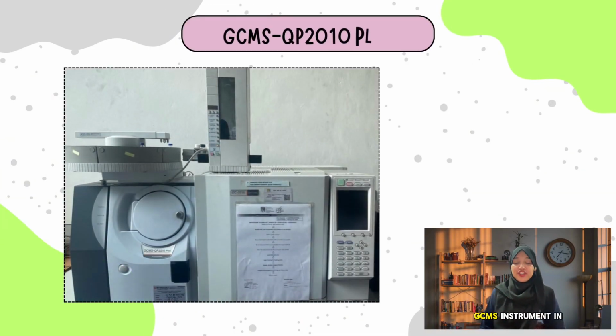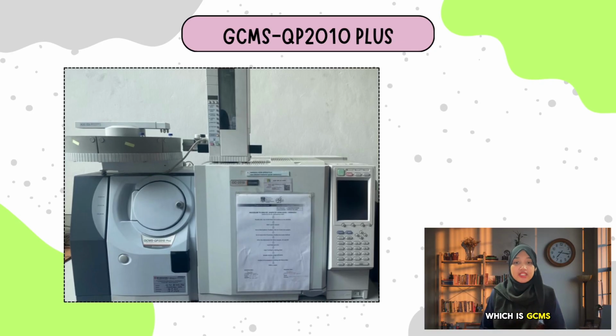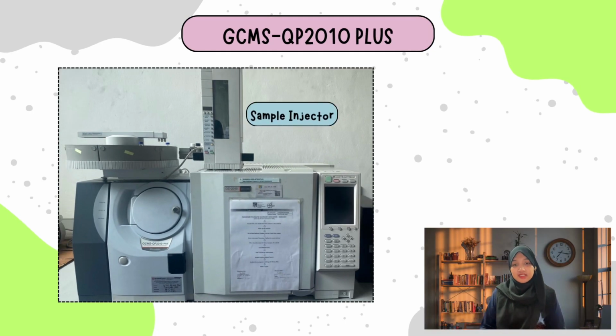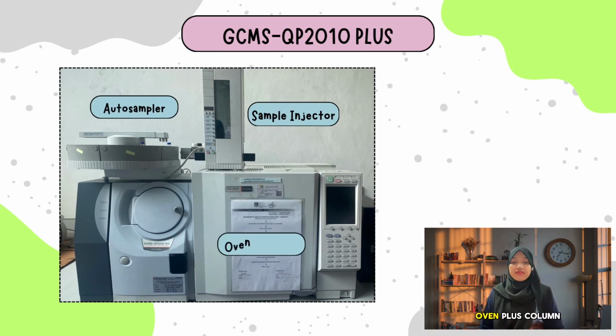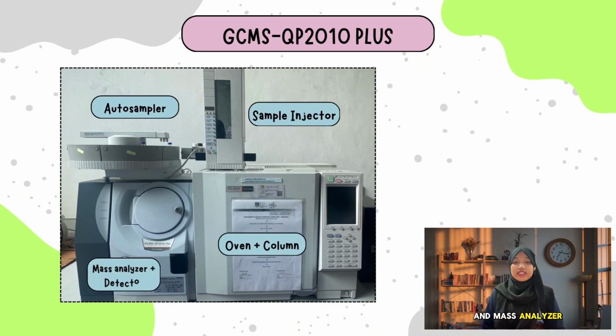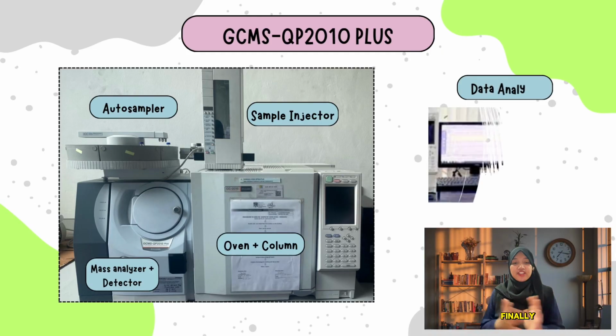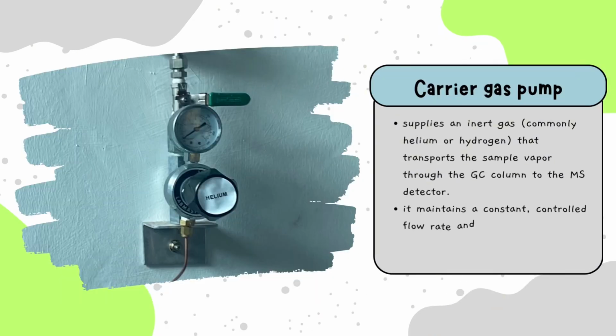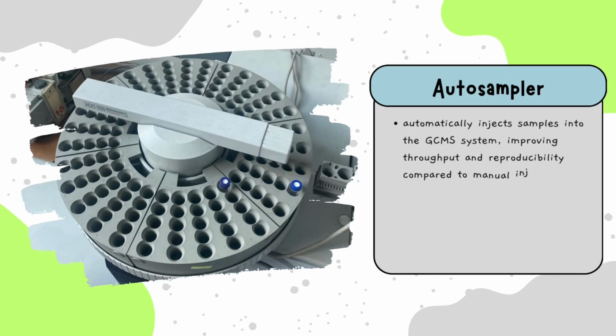This is the GCMS instrument in real life, which is the GCMS QP2010 Plus. The basic components include sample injector, auto sampler, oven plus column, and mass analyzer plus detector. Finally, a computer as the data analyzer. These are the detailed information of the basic components of GCMS.